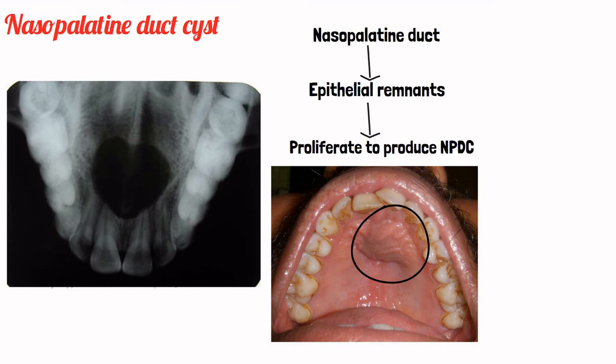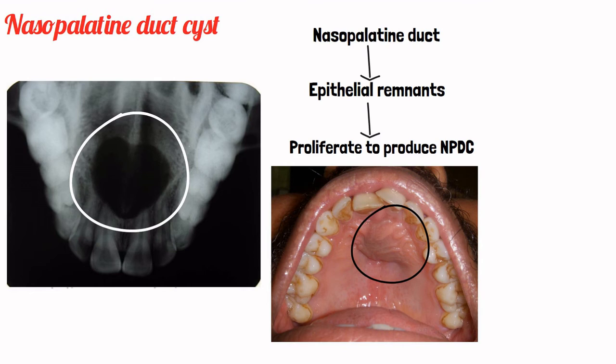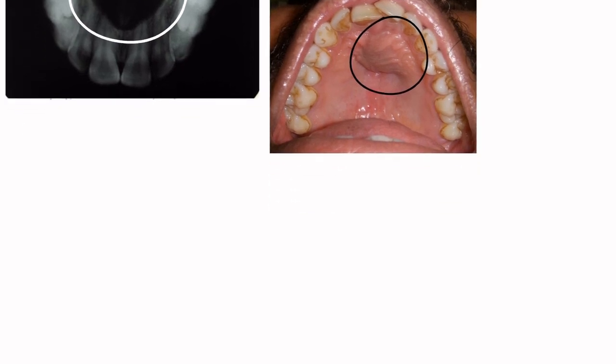So how will it appear radiographically? There is a well circumscribed radiolucency in or near the midline of anterior maxilla between the central incisors, like in this picture. Usually it shows a classical heart-shaped radiolucency. Can you see this? There is a heart-shaped radiolucency. Sometimes it can be round or oval also.